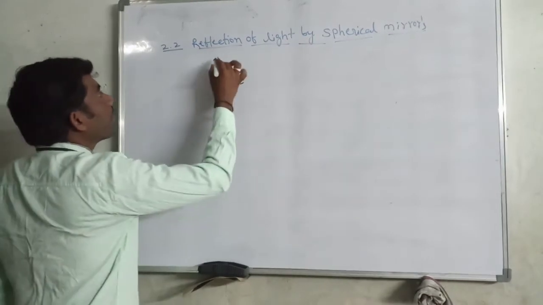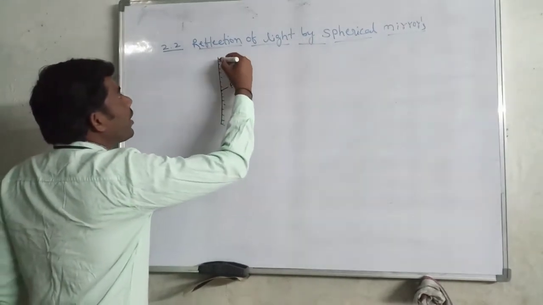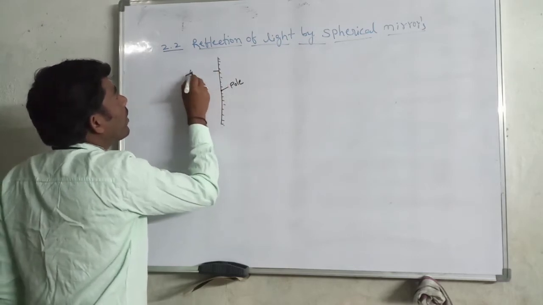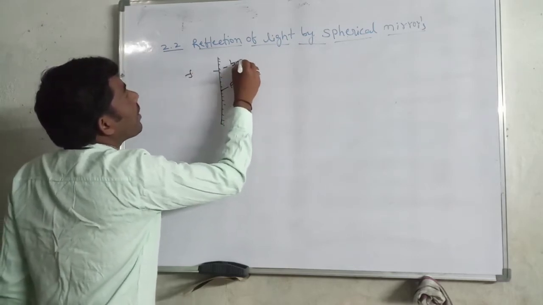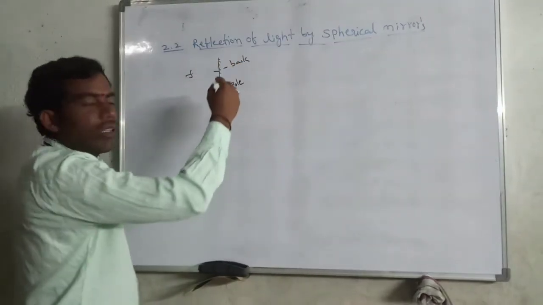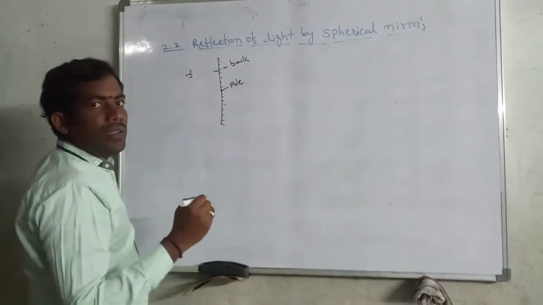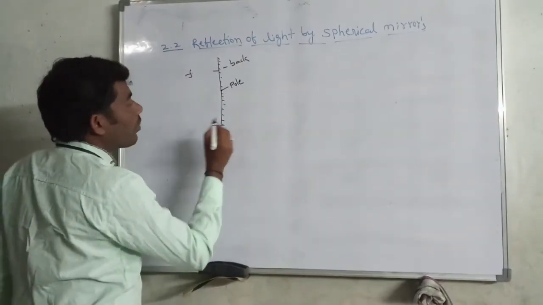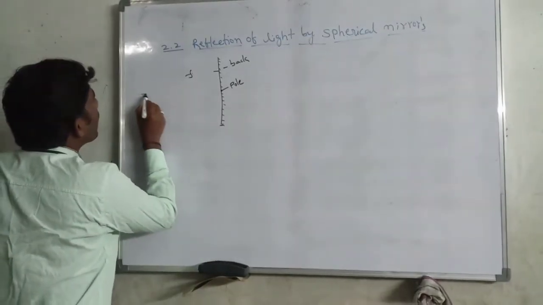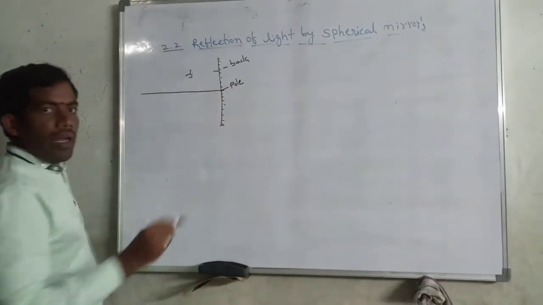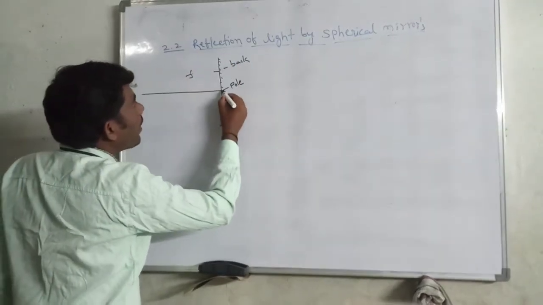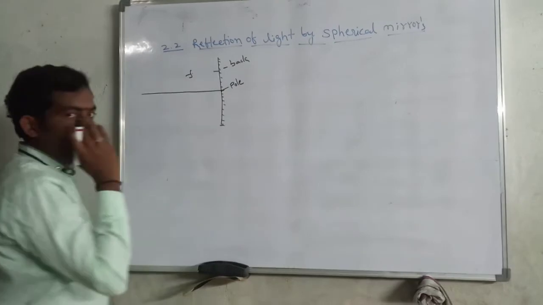Next, see, this side is the front side. Front. This is the back. On this side, you have the coating with a metal. Then you have the plane mirror. This is taken as the principal axis. The point where the principal axis meets the mirror is the pole.